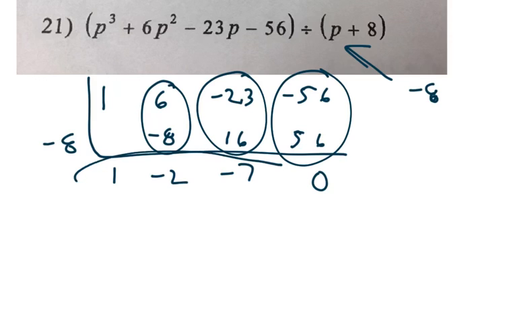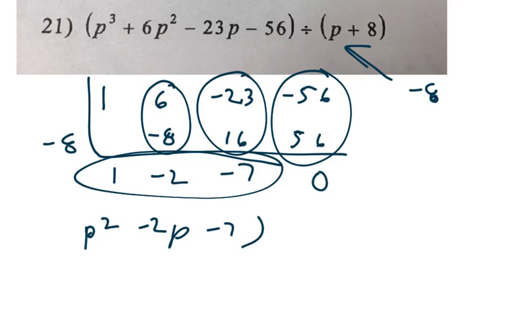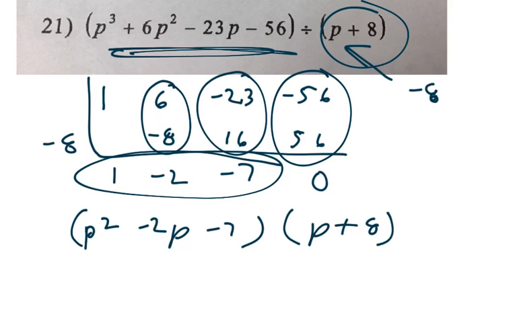Okay, so what our guts tell us is that if I take p squared minus 2p minus 7, and I multiply that with p plus 8, what we divided by, I get back what we started with at the beginning when we were dividing into. But in our case, our answer is just simply p squared minus 2p minus 7. Pause the video if you need to.